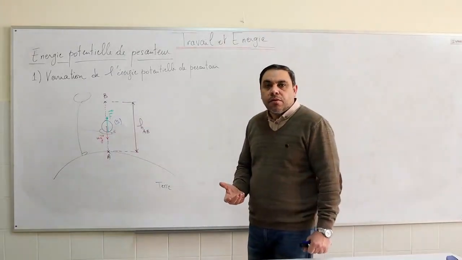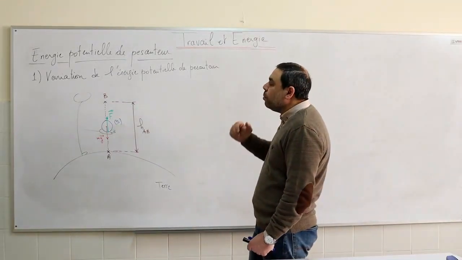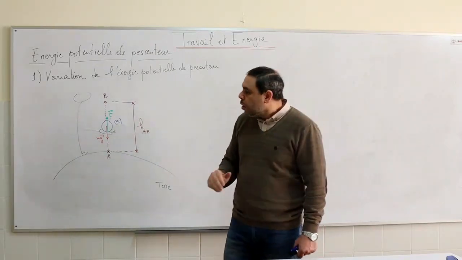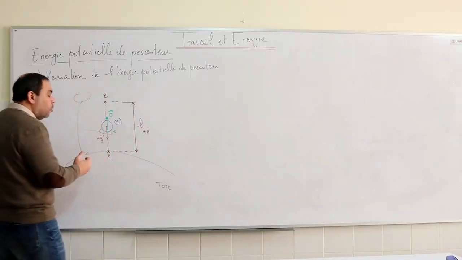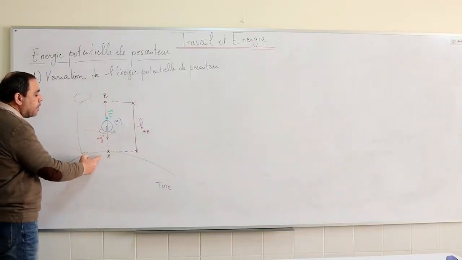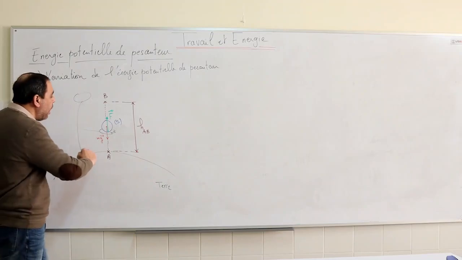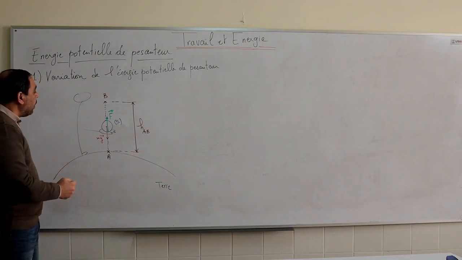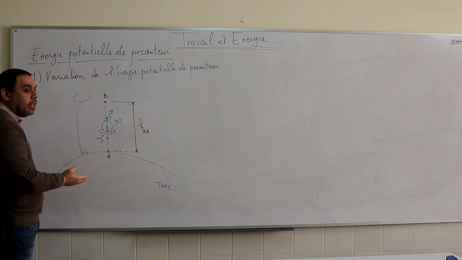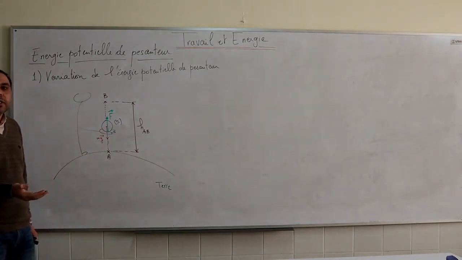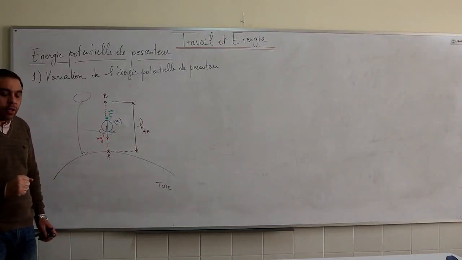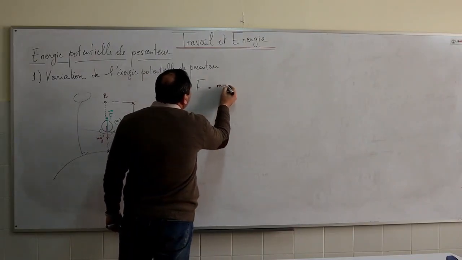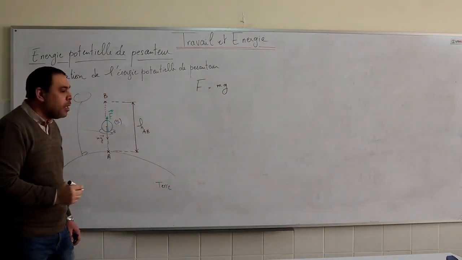Now we're going to determine the expression of the variation in the gravitational potential energy of the system S, Earth. The person wants to raise the solid S from point A to a point B, that is at a height HAB from A. To raise this solid S, the person exerts a force F that is vertically upward. The minimum value of the force is equal to the weight of the solid, which is mg.